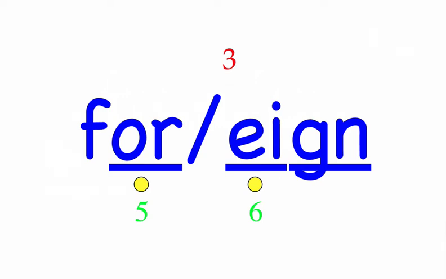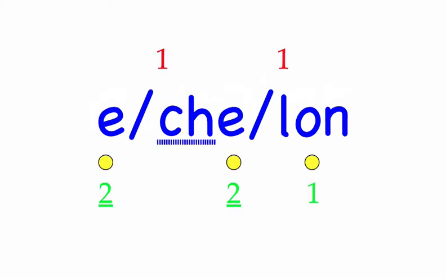Echelon. Echelon. The troops marched in echelon. 3 syllables. For spelling, pronounce it e-she-lon. First syllable, 1 sound, e. She, 2 sounds: sh, e. Lon, 3 sounds: o, l, n. Mark the word.